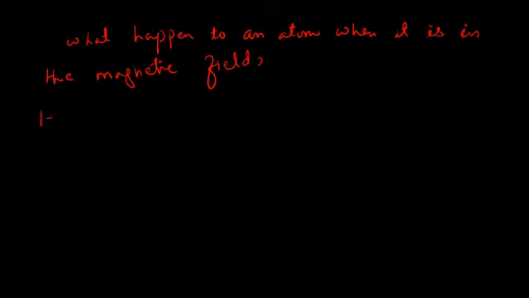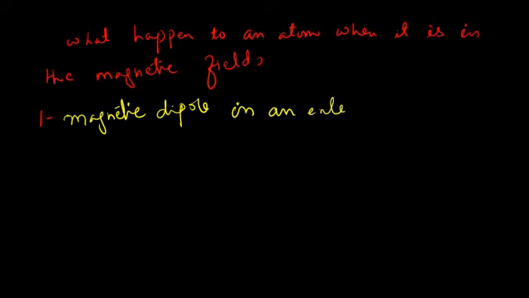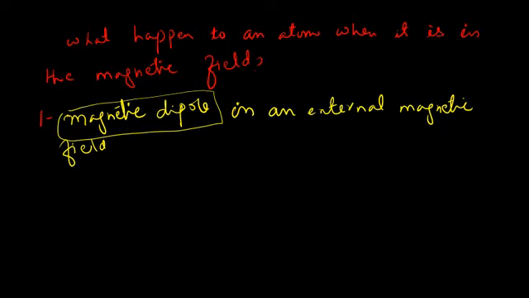First, we can consider the atom like a tiny magnet, which acts as a magnetic dipole in an external magnetic field. So the atom will behave as a magnetic dipole when we apply the magnetic field. Here we will discuss two important phenomena. The first is the potential energy, and the second is torque.